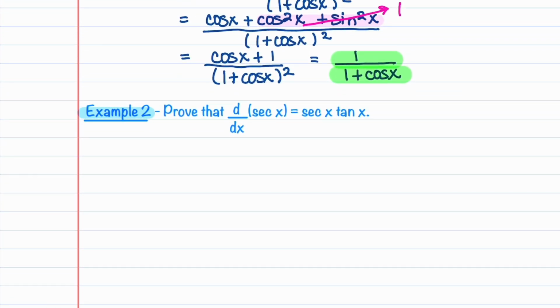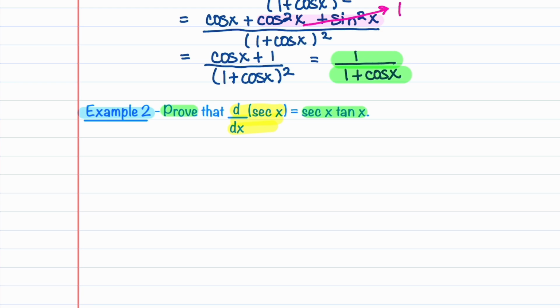Let's now look at another type of example. In this example, we are going to prove that the derivative of secant x is equal to secant x tangent x. These proofs are really common when you're in a calculus course and learning about trig derivatives. I think the hardest part of a proof is figuring out where to start.